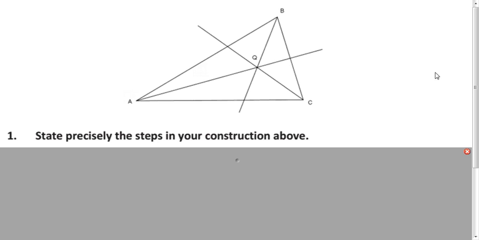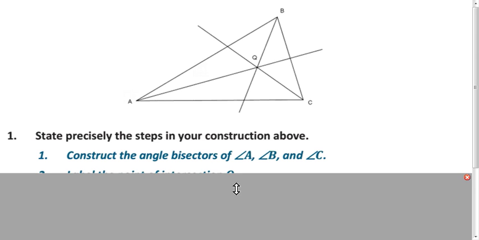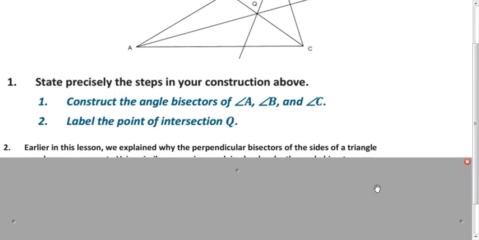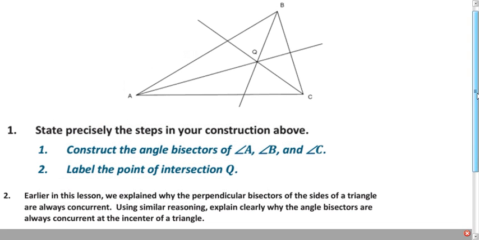And so now in 2 steps, we want to say how we actually made the incenter. So what was the first thing we did? We bisected each angle. And then what did we do? We labeled where all 3 crossed as Q. So how can we be sure that the incenter is always going to be that point of concurrency, that they're always going to have the 3 angle bisectors crossing it?